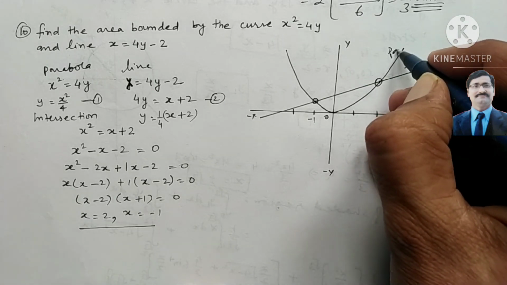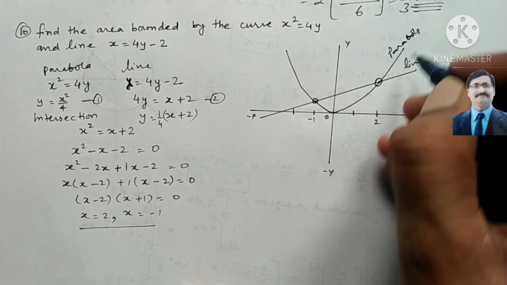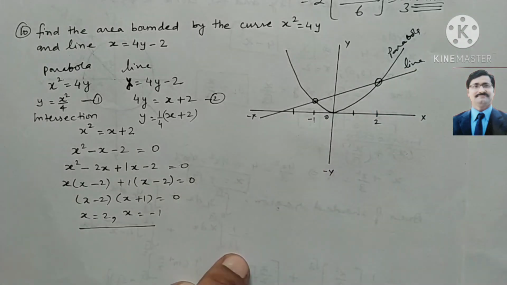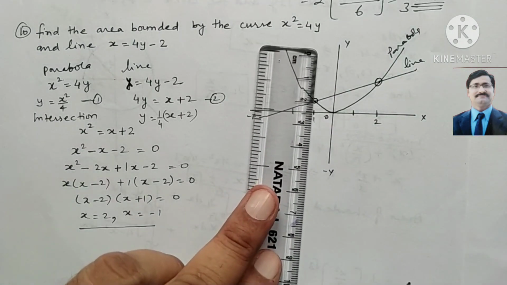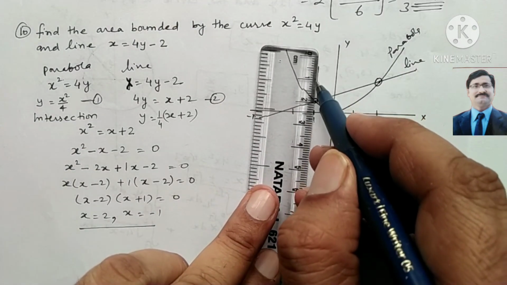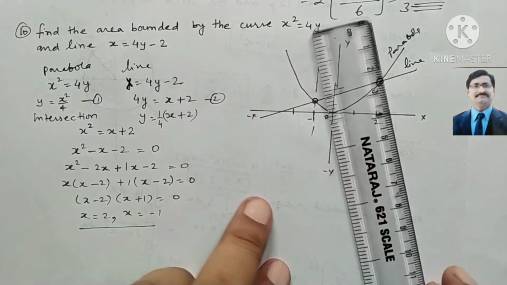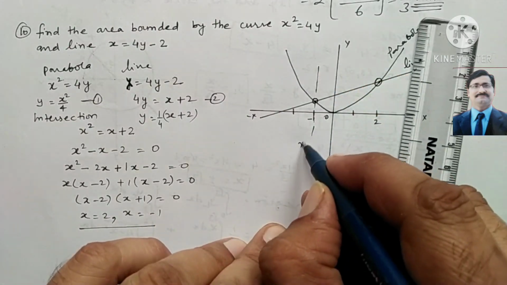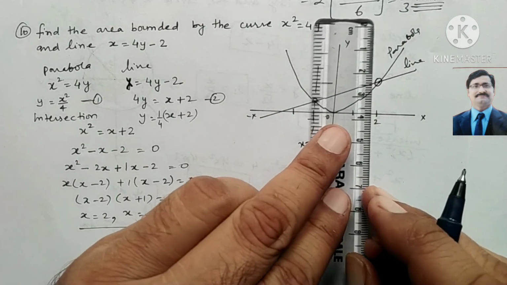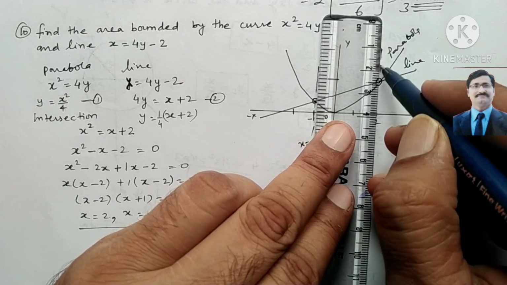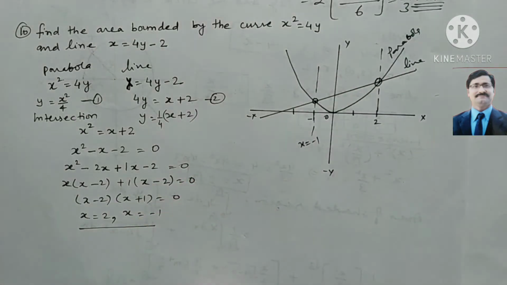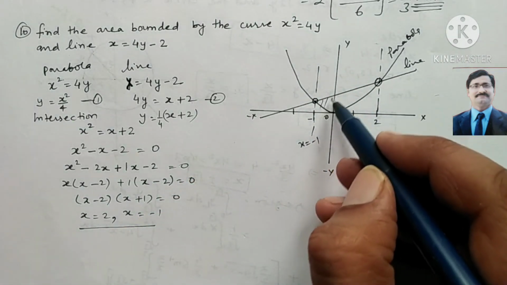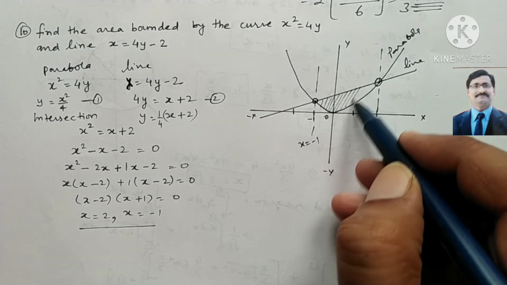This is the parabola, okay, and this is the intersection, x equal to minus 1. This is the intersection point we have, and the second point, this is x equal to minus 1 and this is x equal to 2. So these 2 points we have for the intersection, and we have to find this area.